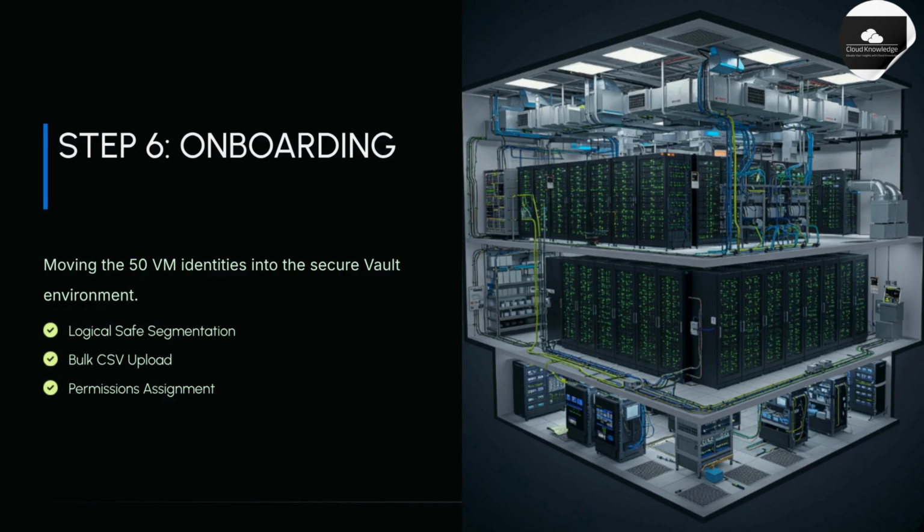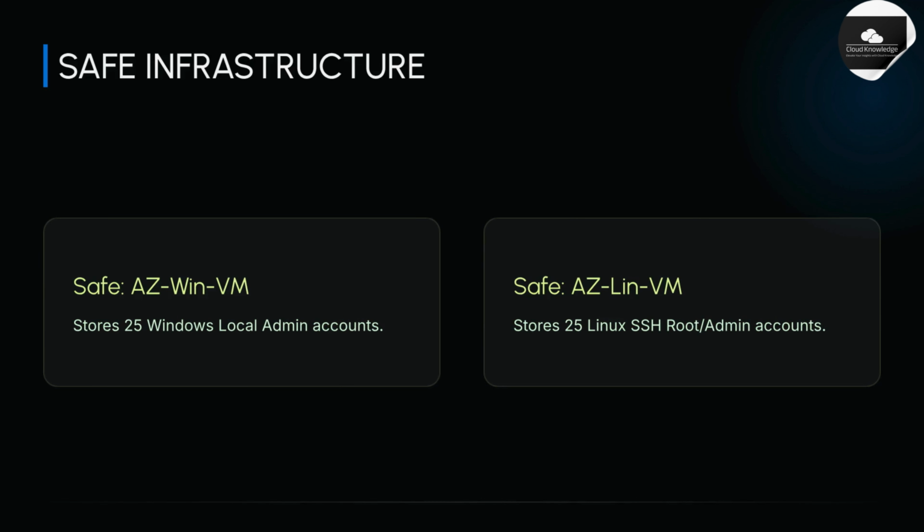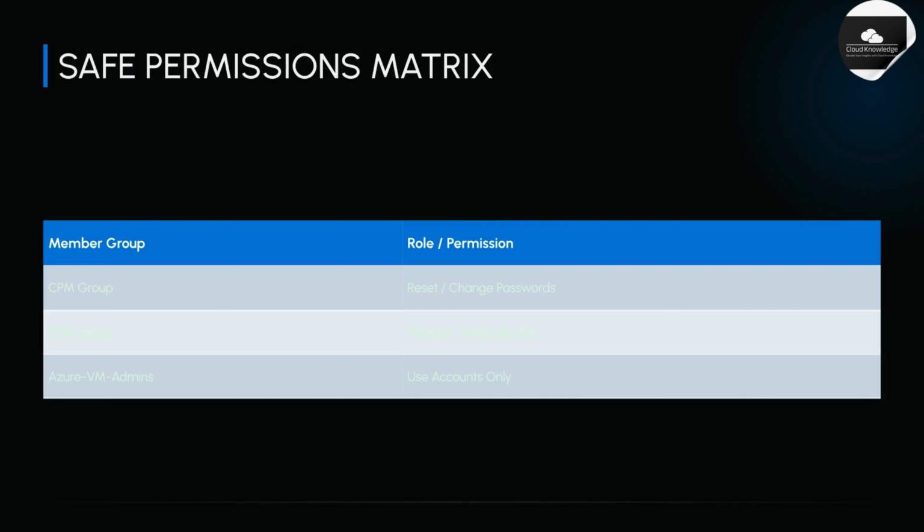Step 6 is onboarding, which moves the 50 VM identities into the secure vault environment. This process includes logical safe segmentation, bulk CSV upload, and permissions assignment. Our safe infrastructure includes AZ-WinVM storing 25 Windows local admin accounts and AZ-LinVM storing 25 Linux SSH root or admin accounts. The Safe Permissions matrix details the access rights for different users and roles to ensure least privilege access.